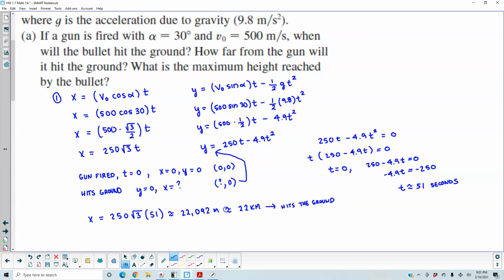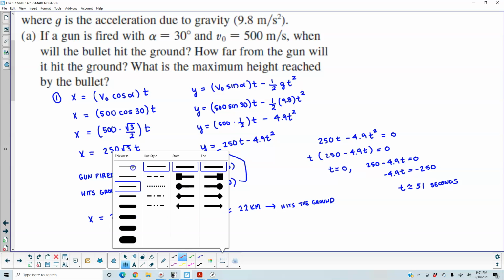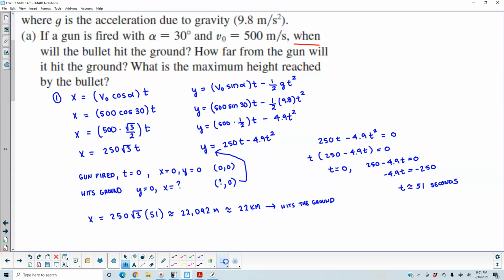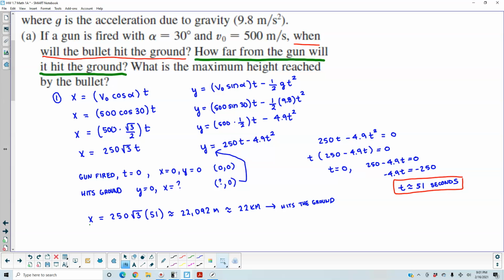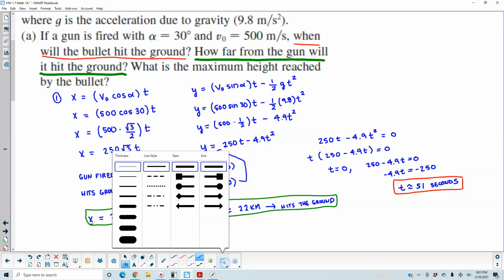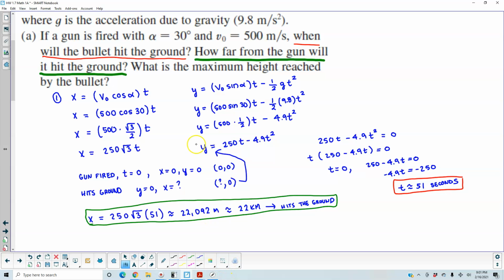So here, just so that we can organize this, when will the bullet hit the ground? We know that it's in 51 seconds. Okay, how far from the gun will it hit the ground? Well, we know that it's going to do that in 22 kilometers. Now the last question is, what is the maximum height reached by the bullet?